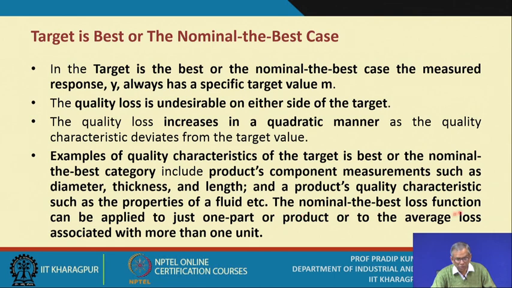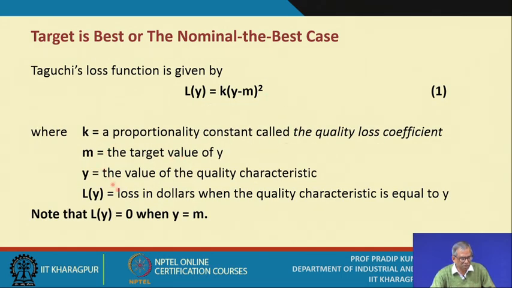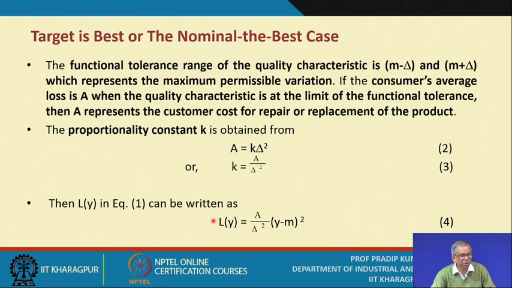The nominal-the-best loss function can be applied to just one part or product, or to the average loss associated with more than one unit. Okay, so this is the equation. We have already gone through it, and we are revising it. K is a proportionality constant called the quality loss coefficient, M is the target value, Y is the value of the quality characteristic, and L(y) is the loss in dollars when the quality characteristic is equal to Y. Note that L(y) equals 0 when Y equals M.